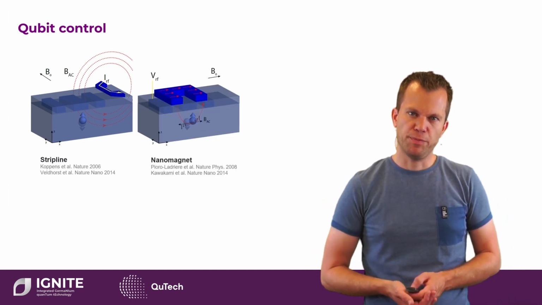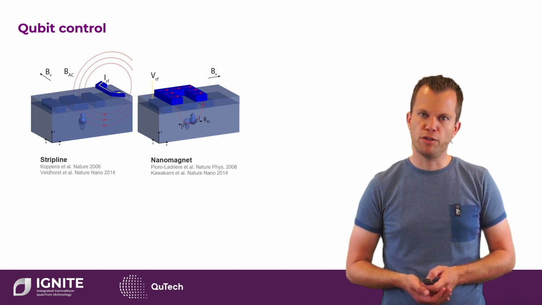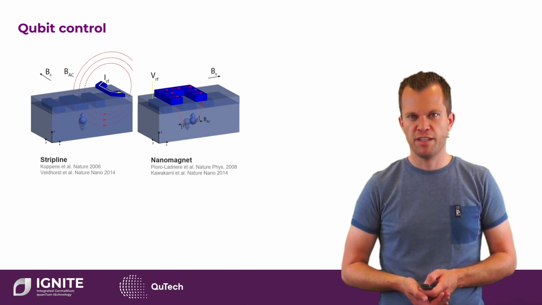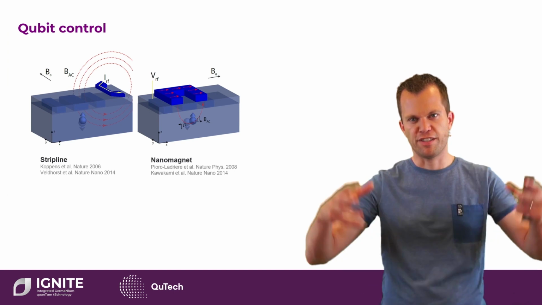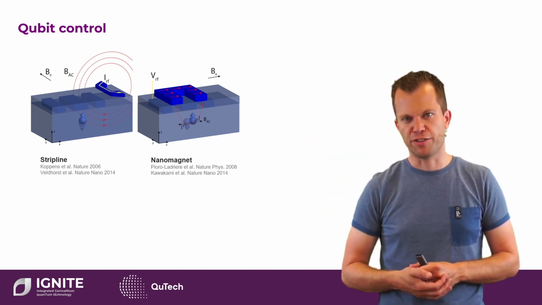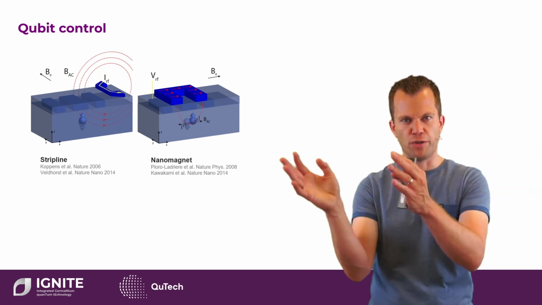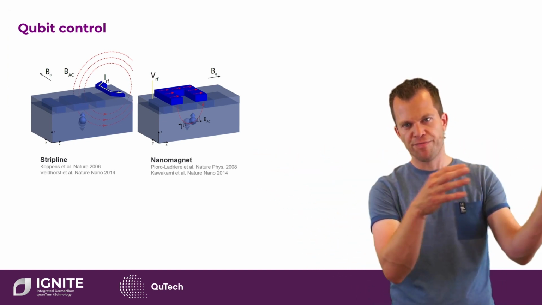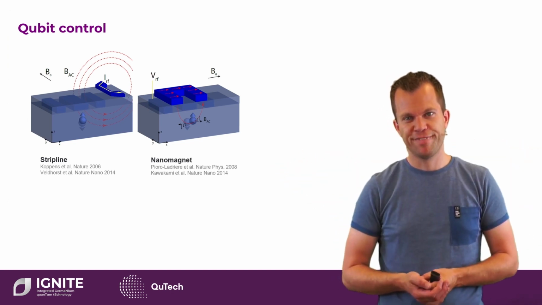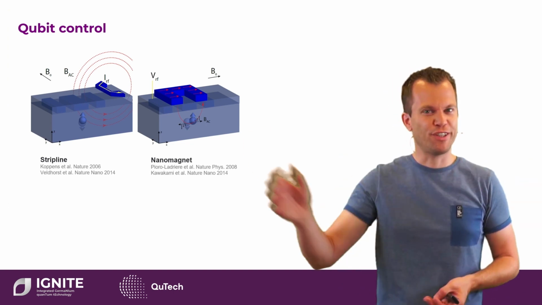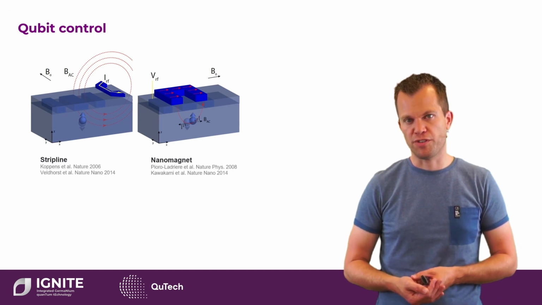A faster method may be by including a nanomagnet. So instead of generating AC current, there's a nanomagnet with a field gradient. And so if we now displace the electron or the hole in this field gradient, then effectively we're generating an AC magnetic field. And again, if that AC magnetic field is orthogonal to our static field, then in the same way we're driving qubit rotations.